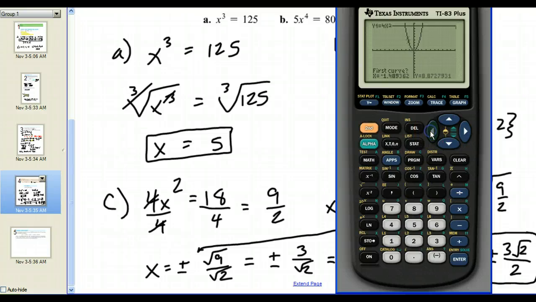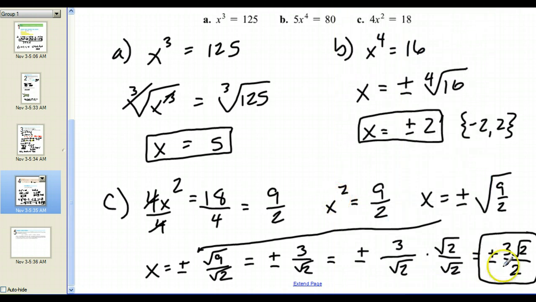First curve is the parabola. Second curve is the y equals 18 line. Guess right about there. And then we see the decimal version of that number. The thing about using this intersect feature is it will find a decimal if it's some kind of radical like this. So you have to know how to do it by hand if I ask you to find it exactly.